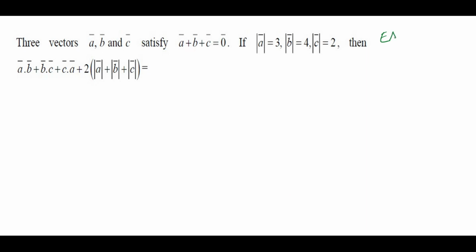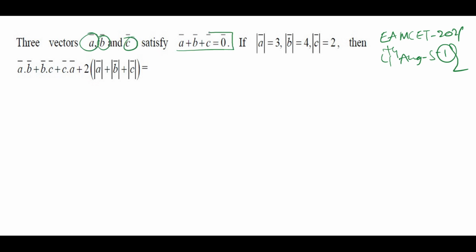This is the 4th question from EAMCET 2021, 4th August shift 1 question. Here three vectors a bar, b bar, c bar satisfy a bar plus b bar plus c bar is equal to 0. If mod a bar is equal to 3, mod b bar is equal to 4 and mod c bar is equal to 2, then a bar dot b bar plus b bar dot c bar plus c bar dot a bar plus 2 into mod a plus mod b plus mod c value is dash.